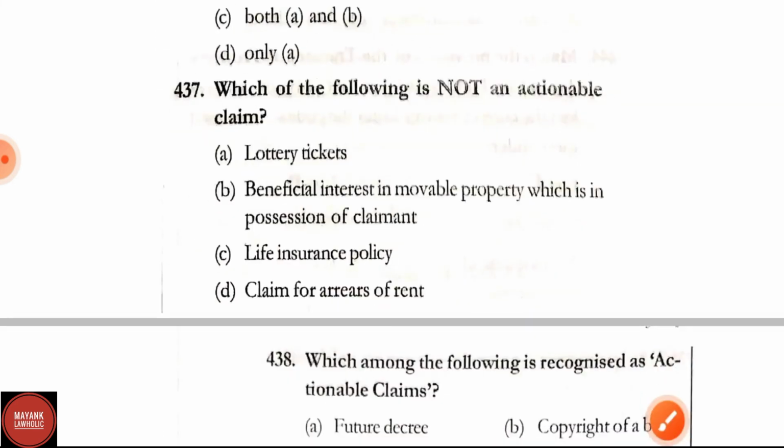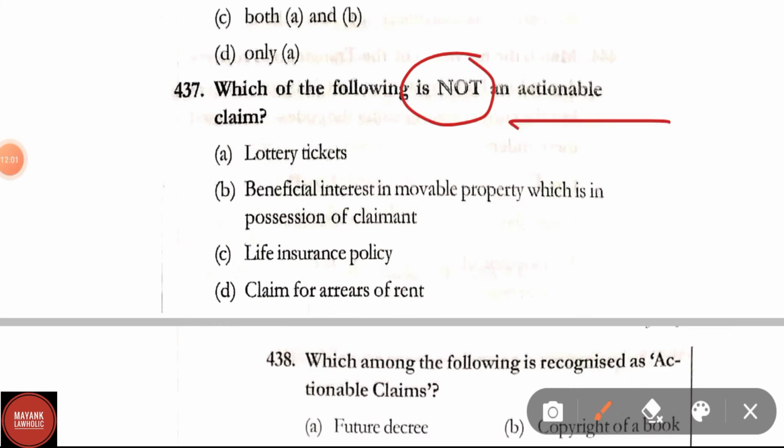Question number 437. Which from the following is not an actionable claim? Options are lottery tickets, option B beneficial interest in movable property which is in the possession of a claimant, life insurance policy, claim for arrears of rent. Here question number 437, correct answer is option B, beneficial interest in movable property which is in the possession of a claimant is not an actionable claim.